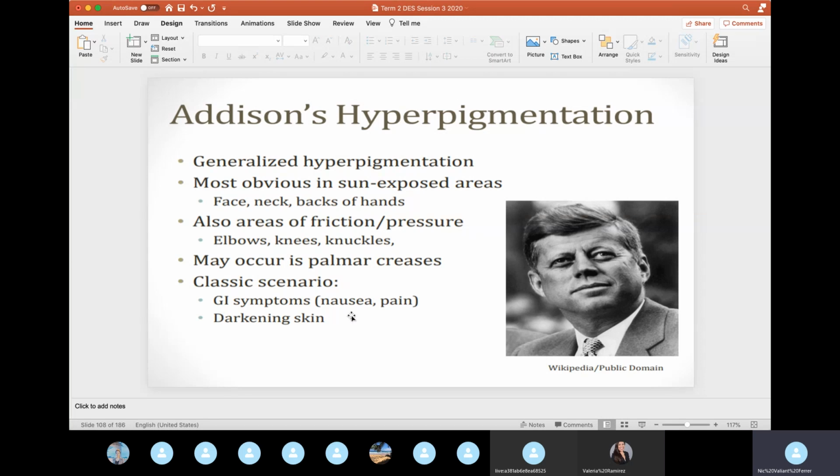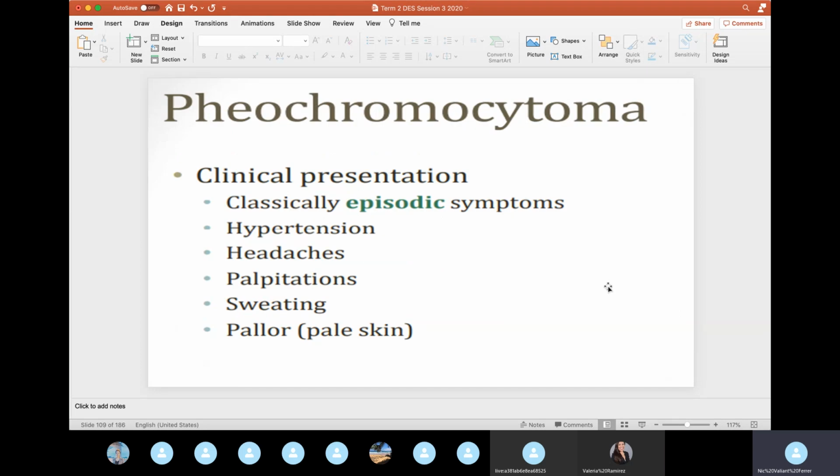You can have GI symptoms, nausea and pain. Why do we have hyperpigmentation in Addison's? Because of POMC. What are the derivatives of POMC? Pro-opiomelanocortin. You can have ACTH, you can have melanin, and you can have your mu opioid receptors. What are the classic scenarios of someone who has Addison's disease? GI symptoms, nausea and pain. And don't forget, uncanny tan. You have a darkening of your skin.